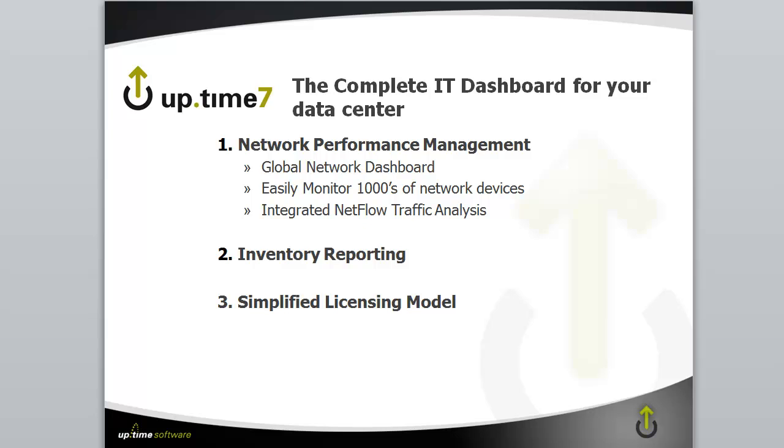Uptime 7 introduces three new key capabilities to Uptime. The first is dramatically improved network performance management, adding the network to Uptime's global dashboards alongside your other technology silos. The second is Uptime inventory reporting, giving you the tools you need to keep track of operating system versions and tracking how you're monitoring your environment with Uptime. The third is a simplified, affordable licensing model.